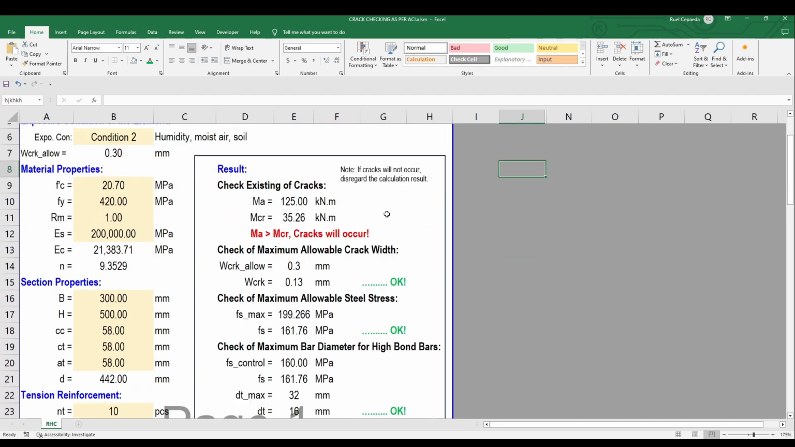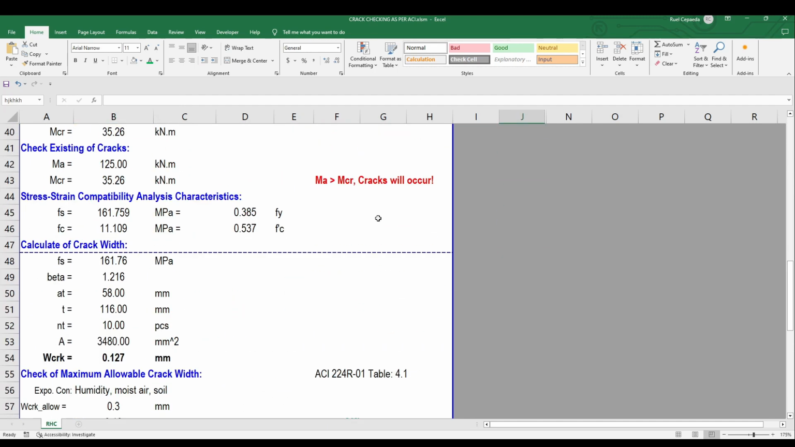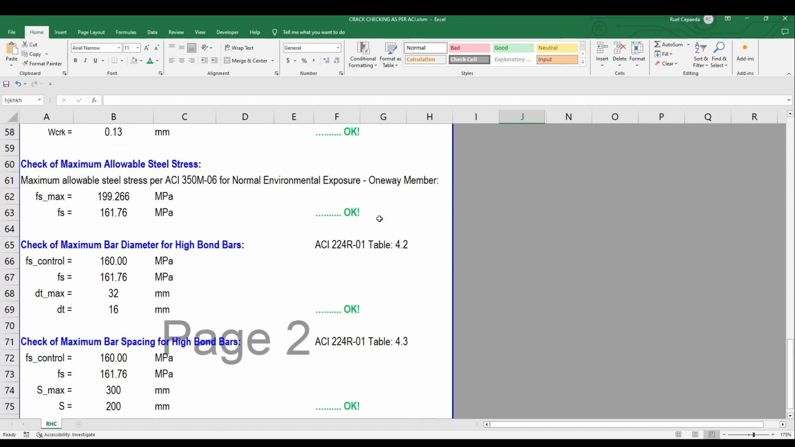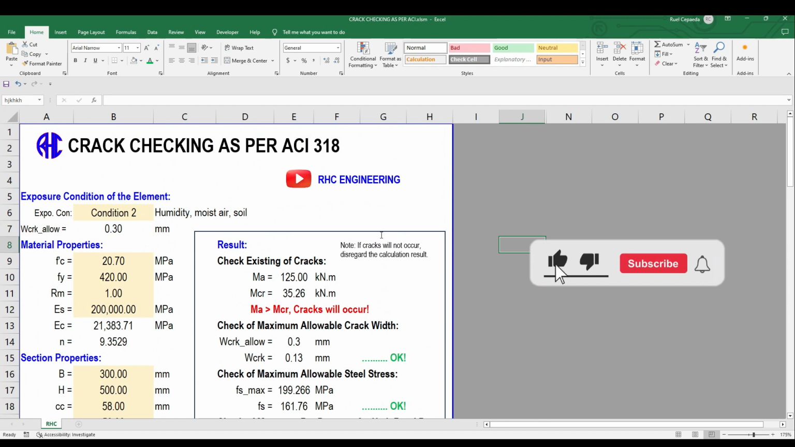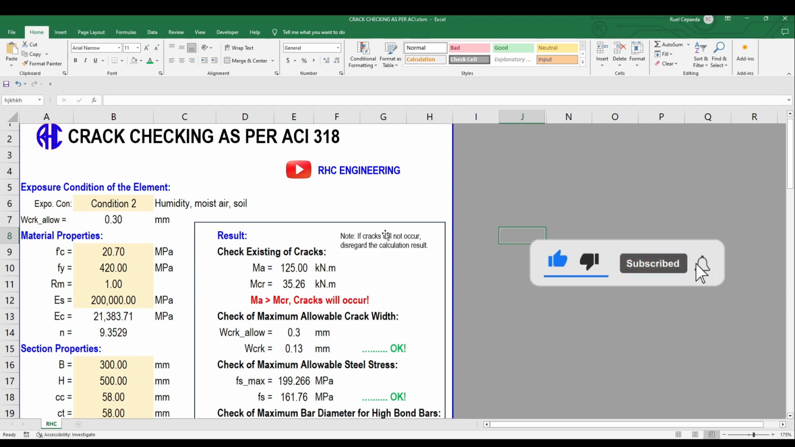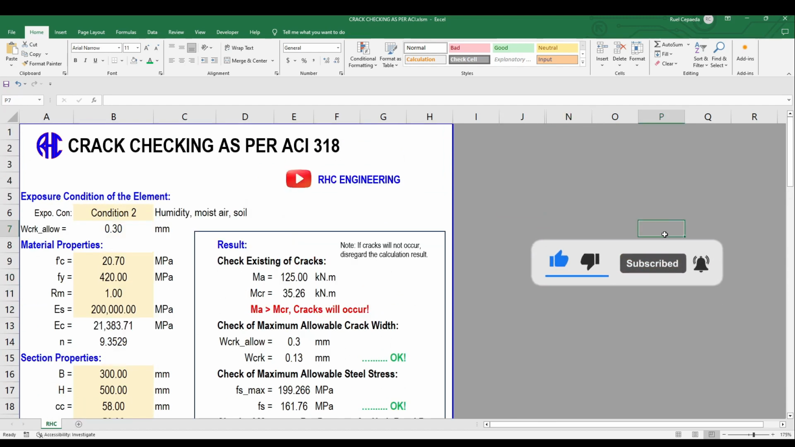So, yun lang. Para din updated kayo, pa-check na lang dun sa updated ACI version.